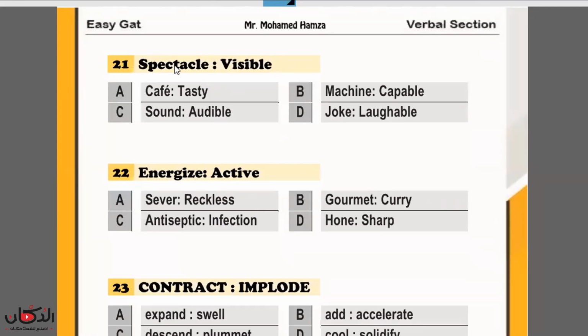Now we are on number 21. Who can answer? C, I think. Yeah, sound. Parts of speech here: sound is a noun. Also, this is an adjective, like spectacle and visible.